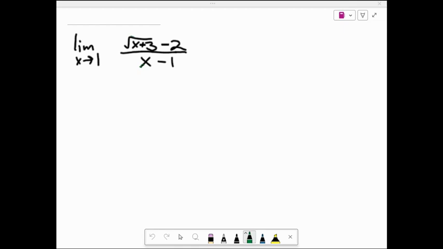But sometimes we're not just dealing with polynomials, right? If we take a look at this one and we try to let x become 1, we're going to get 1 plus 3, right, which is 4. Square root of 4 is 2. 2 minus 2 is 0. 1 minus 1 is 0. Right? We have our 0 over 0 case again, and we're going to have to figure out what we can do here. So we're going to have to try to simplify. This again is where the challenge in calculus is often the challenge of algebra, and we have to try to figure out how we can simplify this.